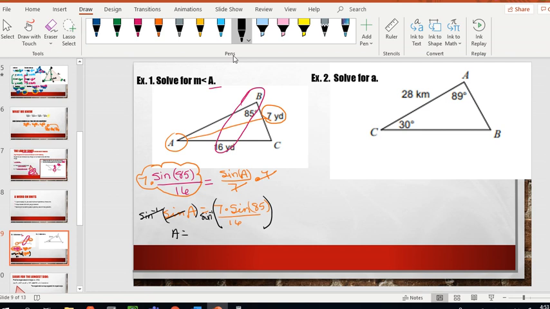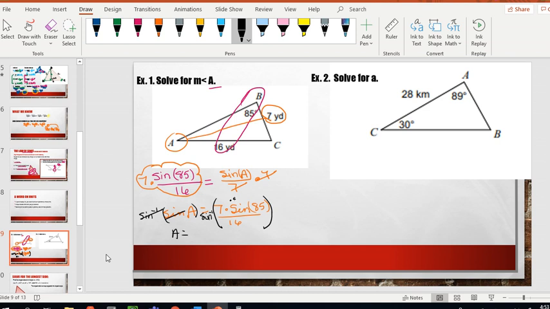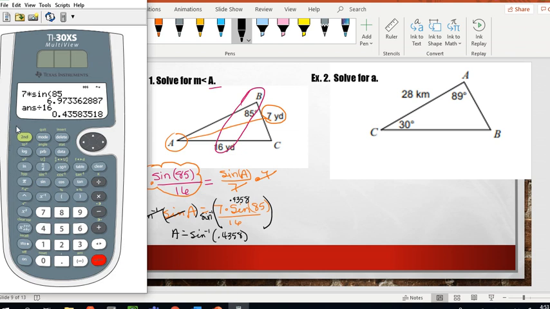The first way to do this is I'm going to pull up my calculator, and I'm going to say 7 times sine 85, enter, divided by 16, enter. Okay, so all of this goes down to 0.4358. Just so you know, that's what that becomes. And technically, you can say sine inverse of 0.4358.